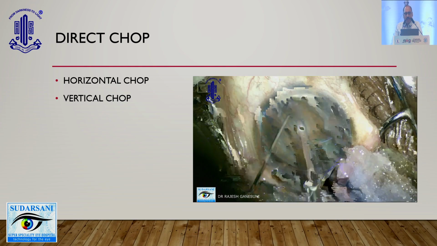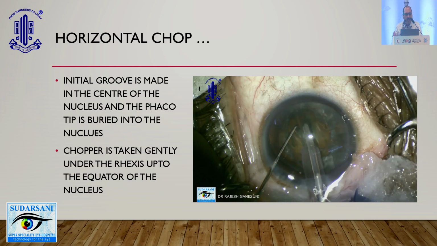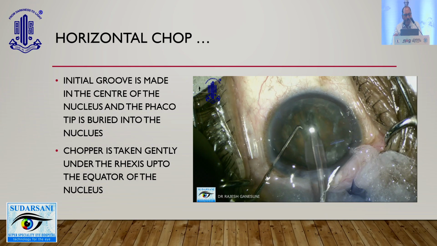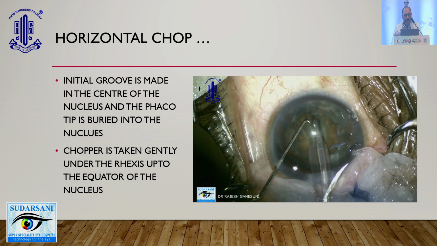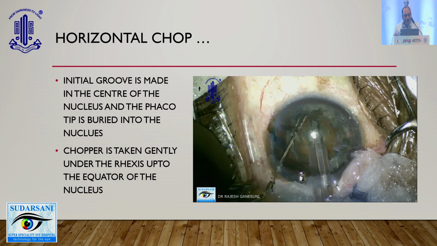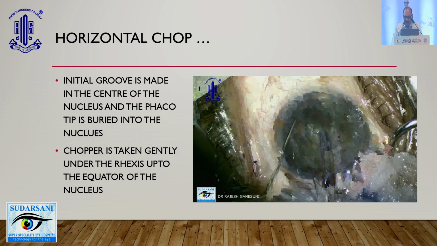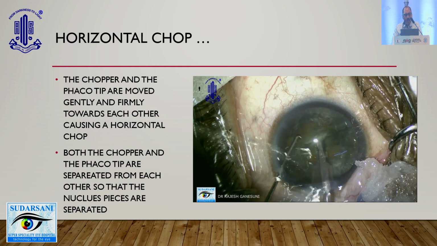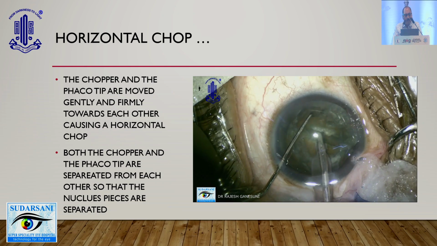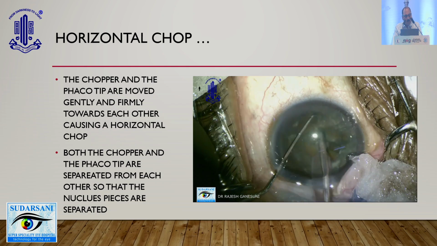Direct chop can be either a horizontal chop or a vertical chop. In the horizontal chop, an initial groove is made in the center of the nucleus and the phaco tip is buried into the nucleus. The chopper is taken gently under the rhexis up to the equator of the nucleus. The phaco chopper and the phaco tip are moved gently and firmly towards each other, causing a horizontal chop.